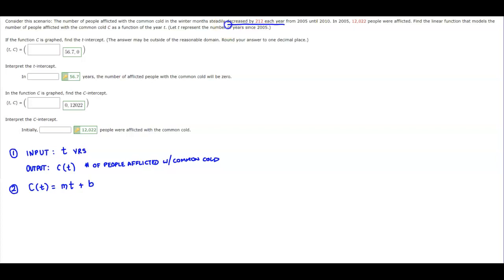Now if we take a look at where it says it decreased 212 each year, that is the rate that it's decreasing. So that tells you that the slope is decreasing 212 per 1 year. So therefore the slope is negative 212. And here it started in 2005, so that is the initial year, and 12,022 people were afflicted. So that tells you that the initial input is 0 and the output is 12,022. So that represents b.